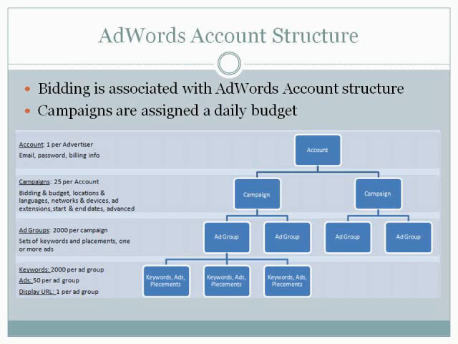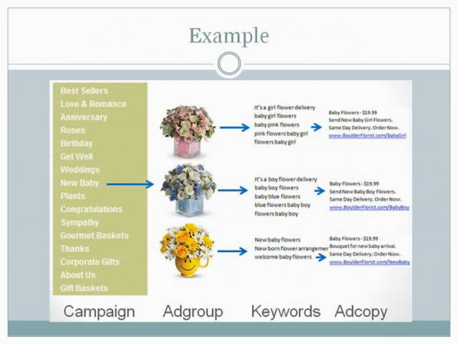So let's look at a more concrete example. On this website, for this florist, they have multiple campaigns going on, and we're looking at an elaboration of this one for the new baby. And so the new baby has 3 different ad groups associated with it. So there's the girl ads, the boy ads, and the gender neutral ads.